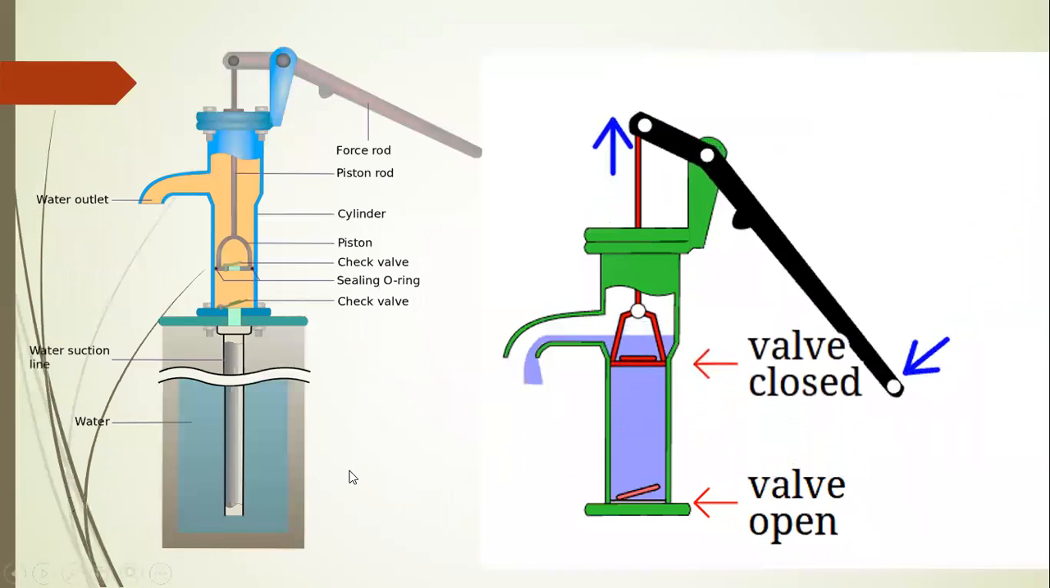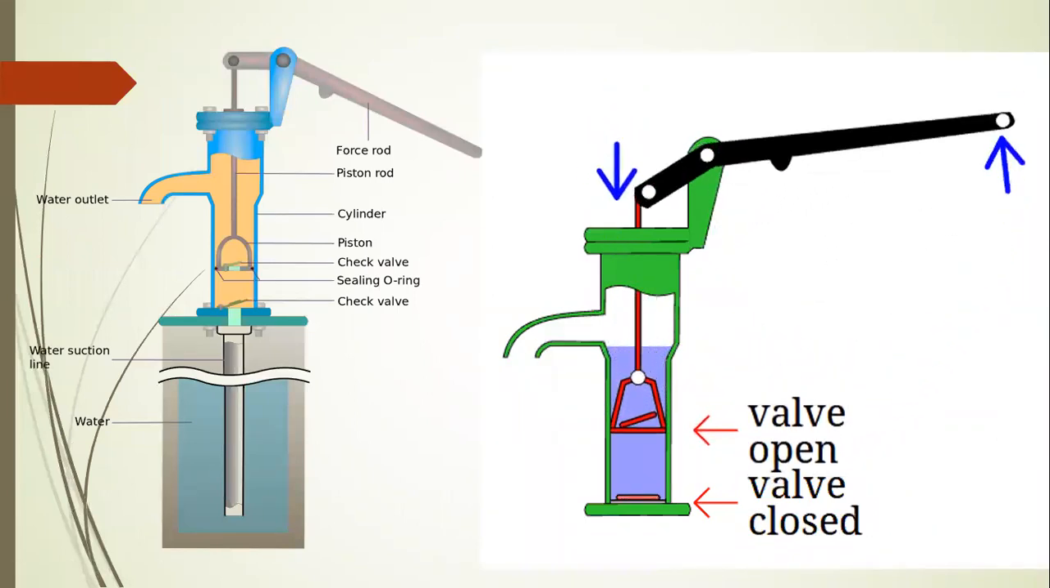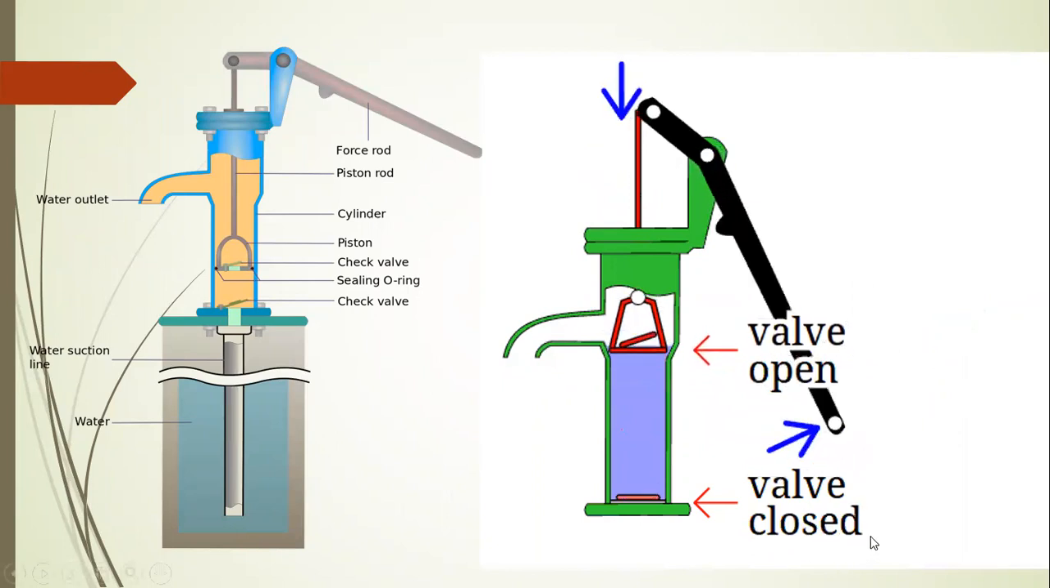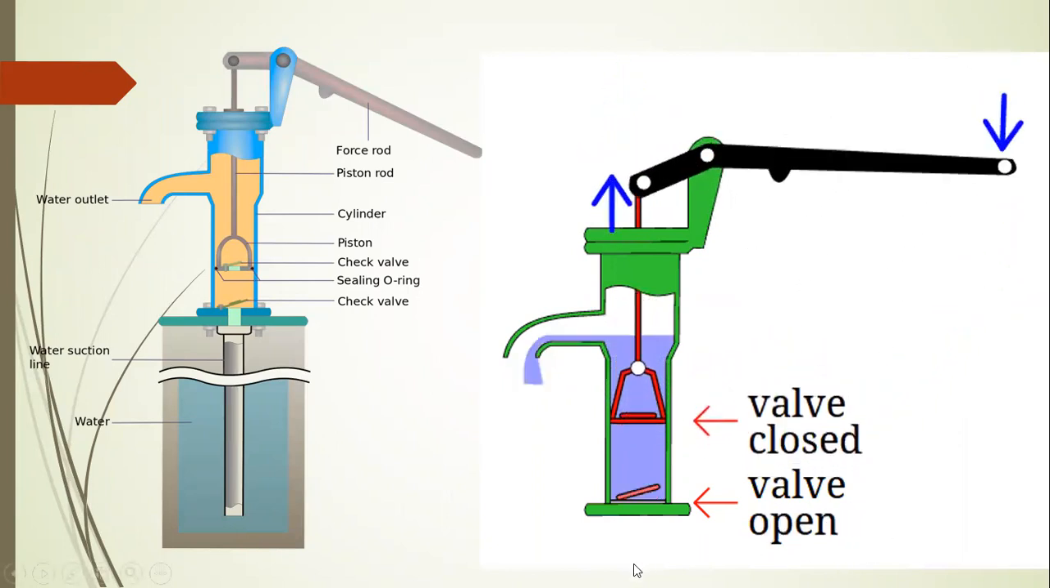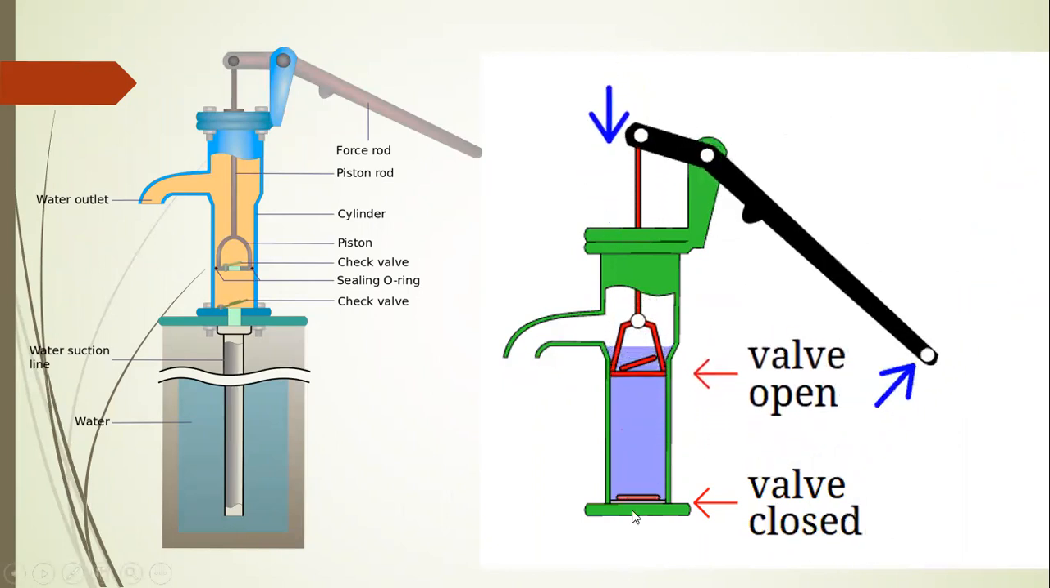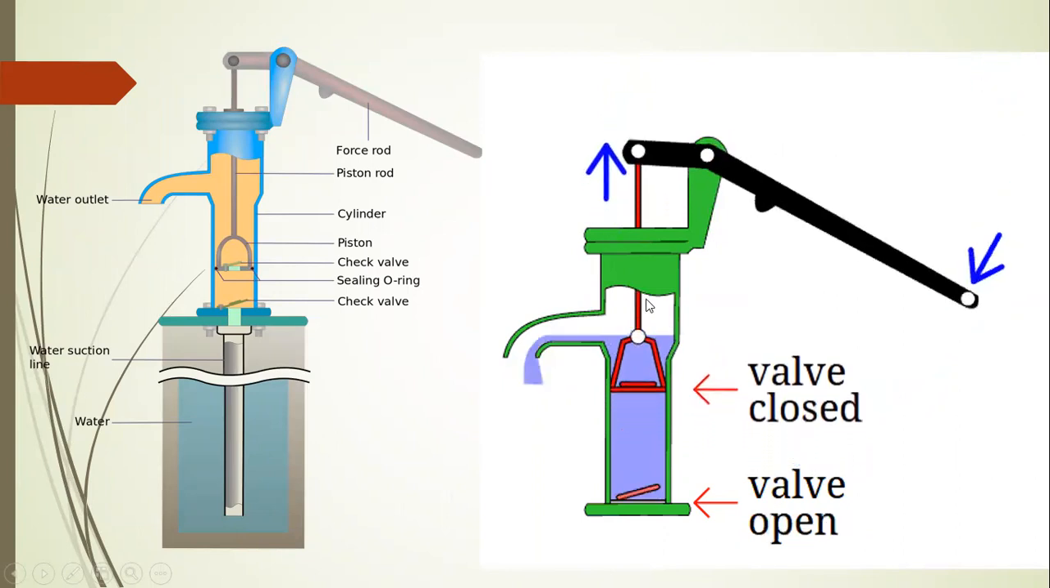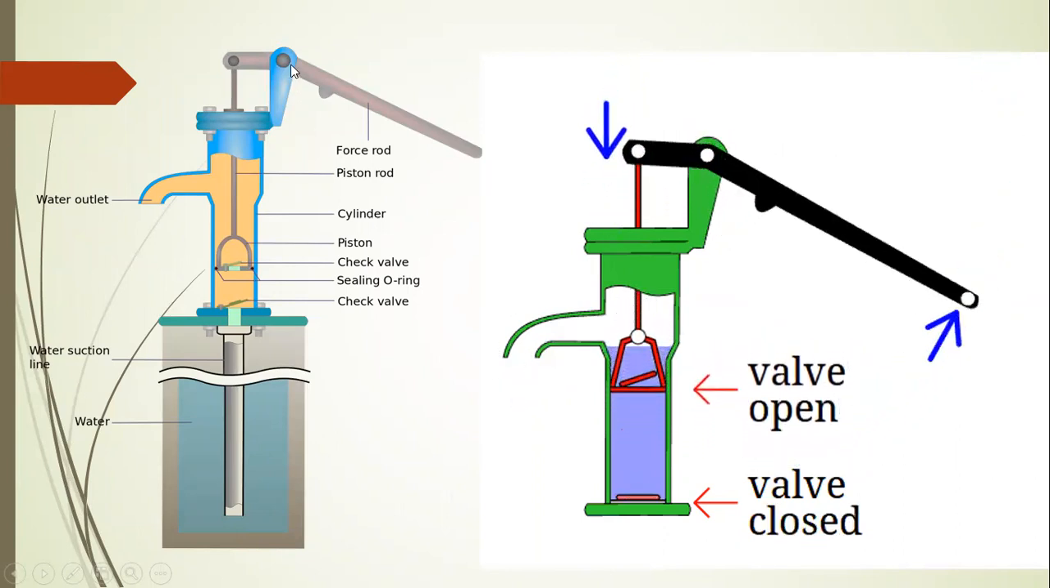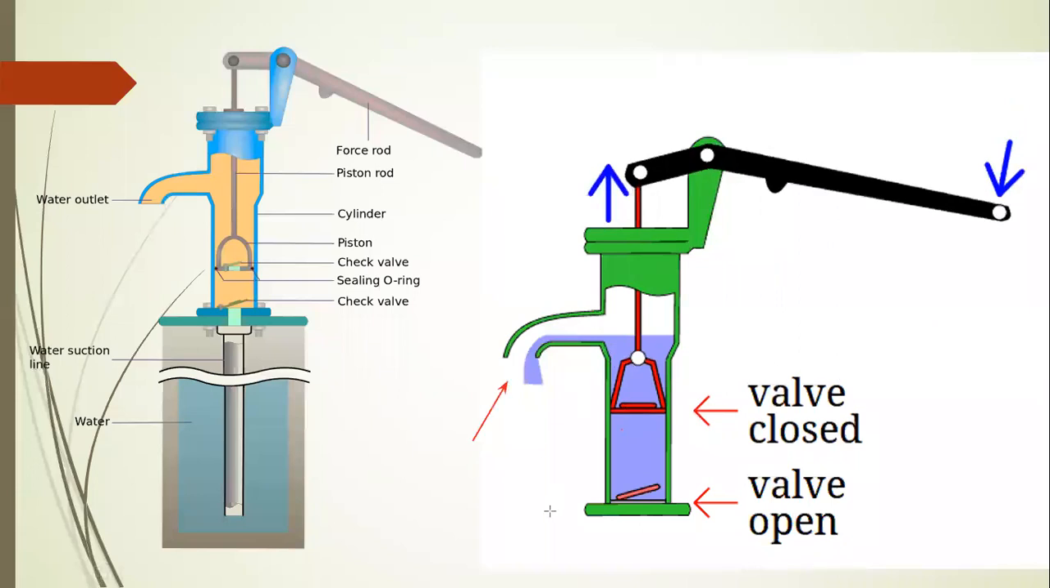Here is the animation file of the working of the bucket pump. In the first stroke, the water is transferred from the suction tank, and on the other side of the piston, the water comes out from this position. This position and this position are active at the same time. Whenever the second stroke is active, the water is transferred from the bottom side to the top side. These are the secondary positions.